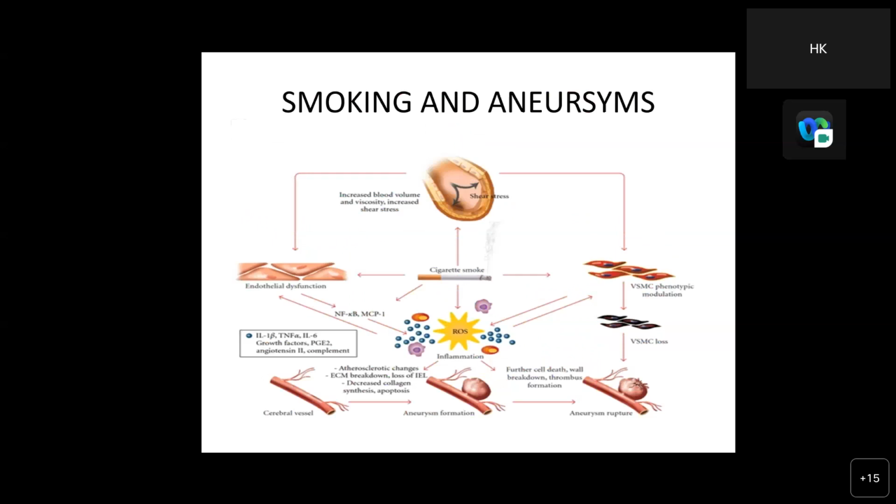Smoking and aneurysms. Cigarette smoke directly leads to endothelial dysfunction and also vascular smooth muscle phenotypic modulation. Cigarette smoke also increases blood volume and viscosity, which leads to an increase in shear stress in the blood vessels. Along with this, there is an increased release of reactive free radicals, which together lead to atherosclerotic changes, extracellular matrix breakdown, loss of endothelial cells, and decreased collagen synthesis. All of this leads to aneurysm formation, and finally to rupture.